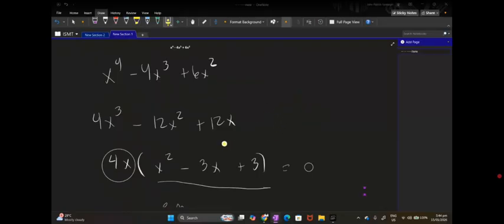So, itong part na to is not, or hindi siya pwedeng maging critical number. So, ang pwede lang natin ma-equate to 0 is itong 4x. So, 4x is equal to 0. Divide both sides by 4, so x is equal to 0. So, 0 is our one and only critical point.